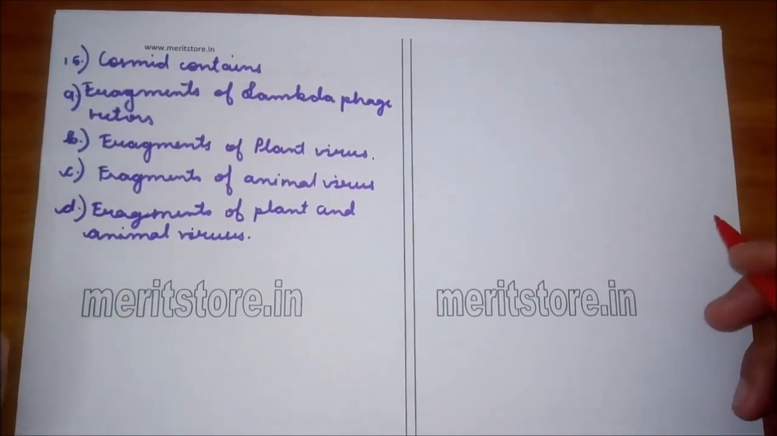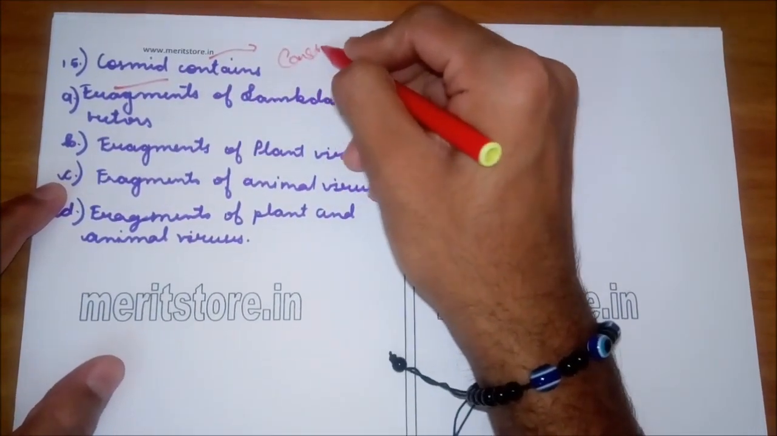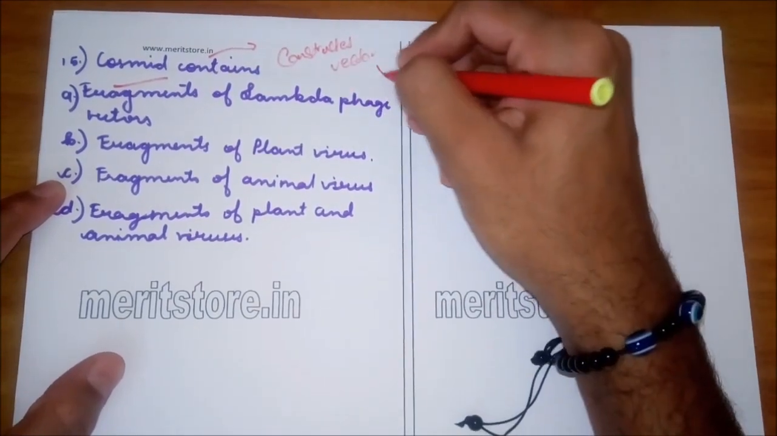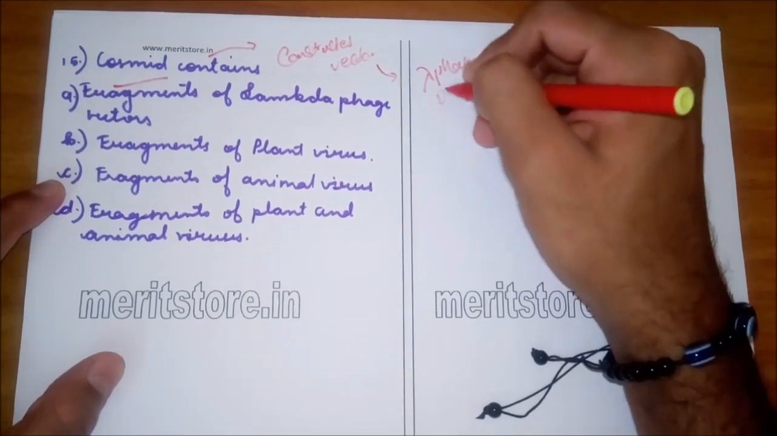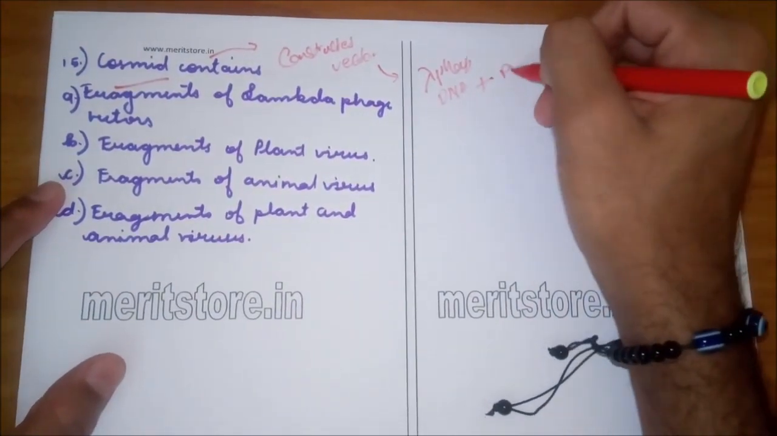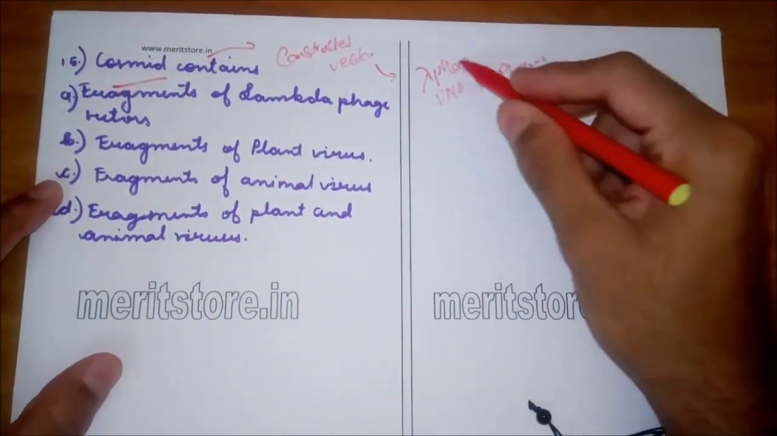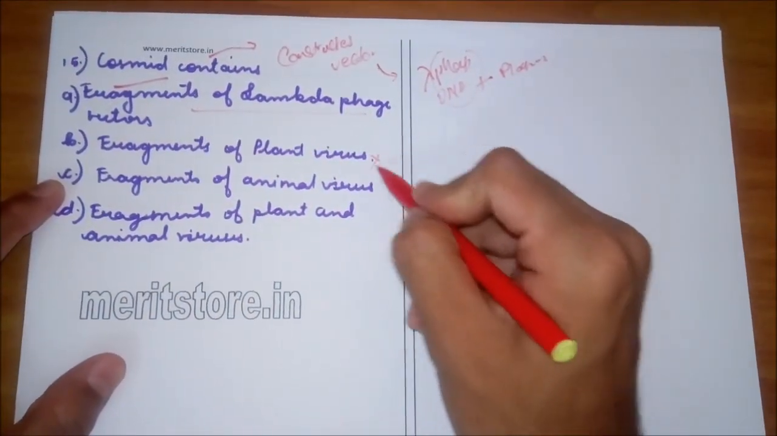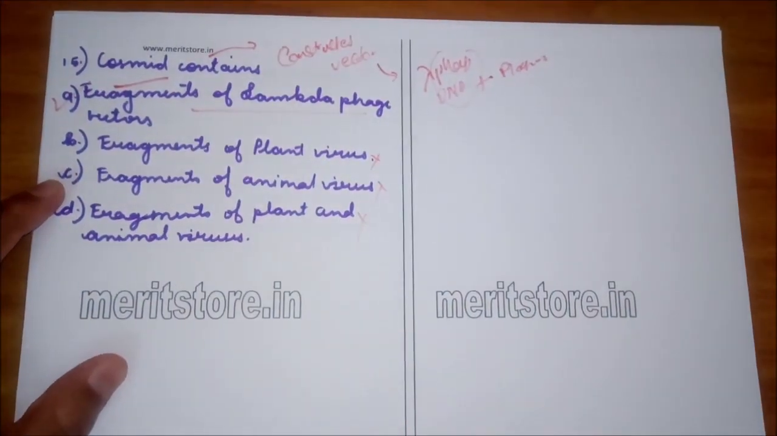Question number 15. Cosmid contains. First of all, cosmid is a constructed vector. It is a constructed vector which consists of lambda phage DNA with plasmid. So cosmid is plasmid plus lambda phage DNA. So it will contain fragments of lambda phage DNA. It will not have fragments of plant virus, animal virus, or plant and animal virus. So option A is the correct answer.